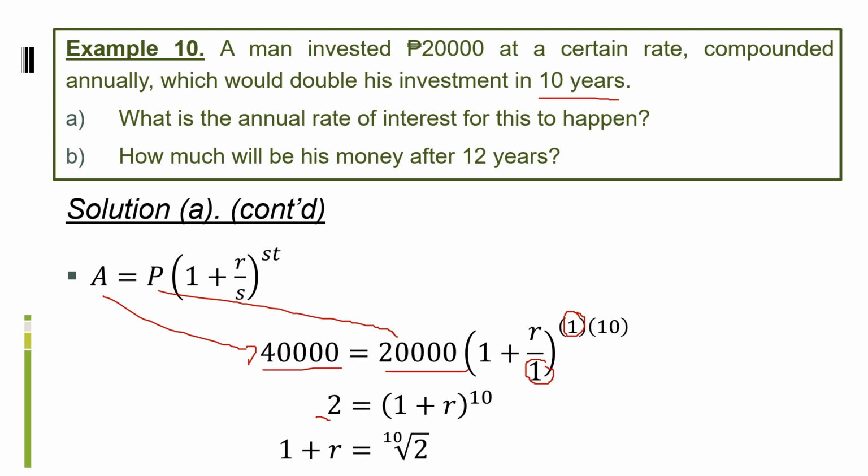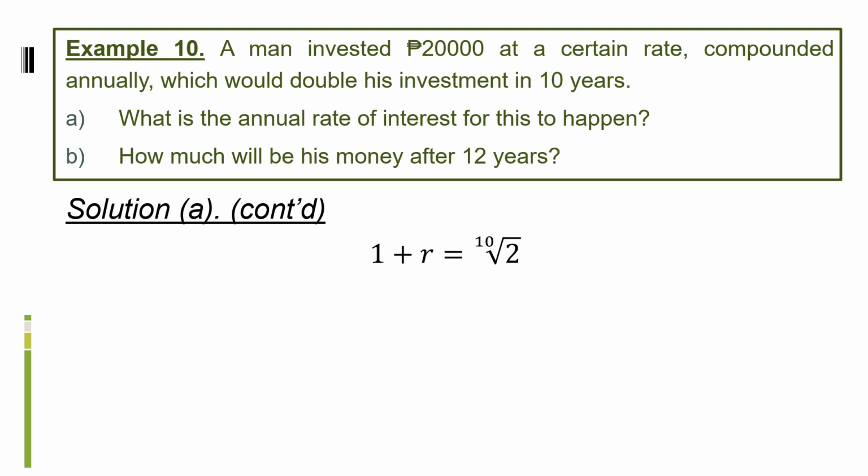So, taking the 10th root, 1 plus r is equal to the 10th root of 2. Or, r is equal to the 10th root of 2 minus 1, or approximately equal to 0.0718 or 7.18%. So, that is now the annual rate of interest for that investment to double in 10 years.